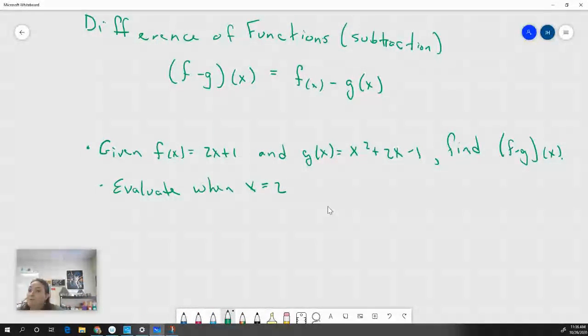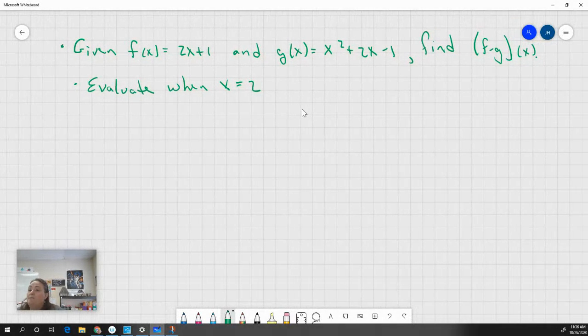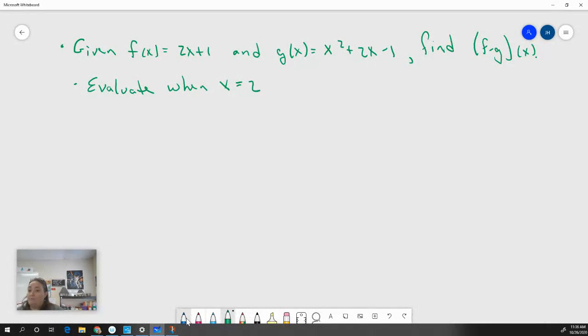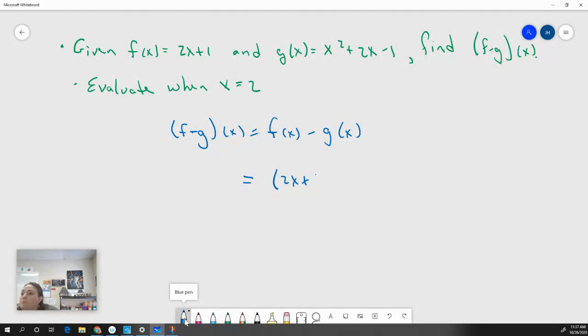So we're going to work this similarly to the last one, right? But now we have a subtraction problem. So here, I know that the formula is f minus g of x equals f of x minus g of x. So I can just go, okay, well, f of x is 2x plus 1. Minus g of x. Well, g of x is x squared plus 2x minus 1.